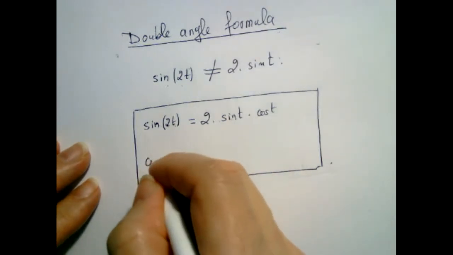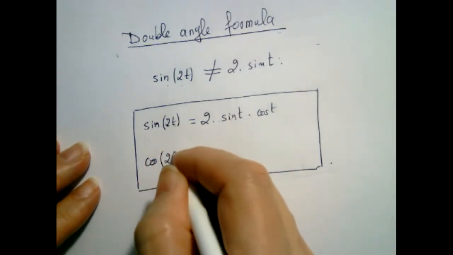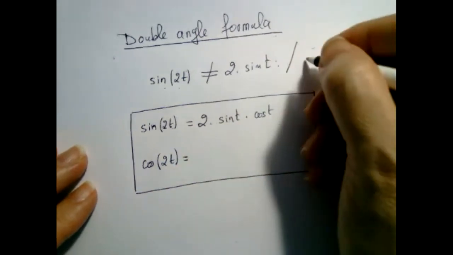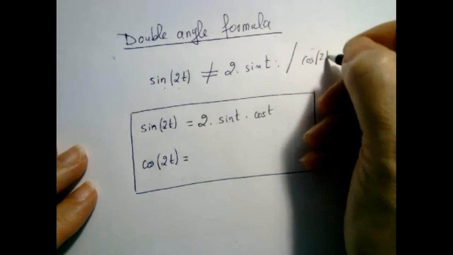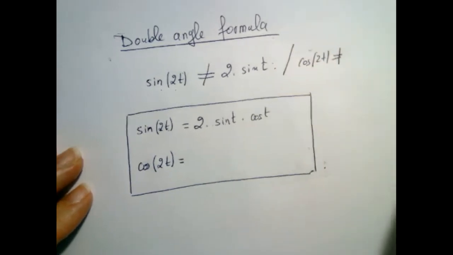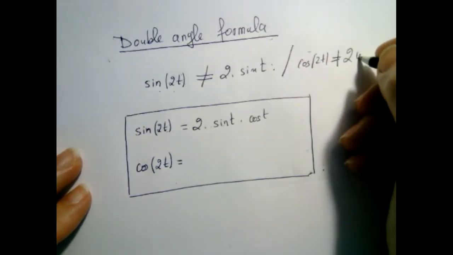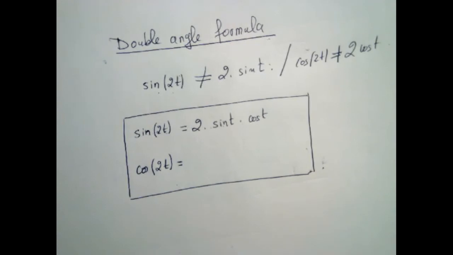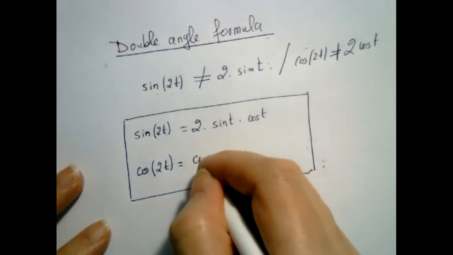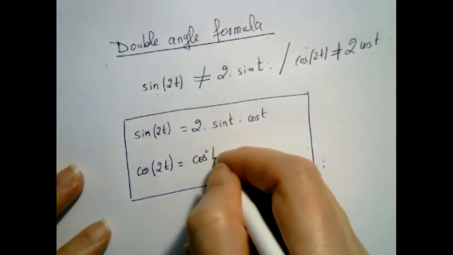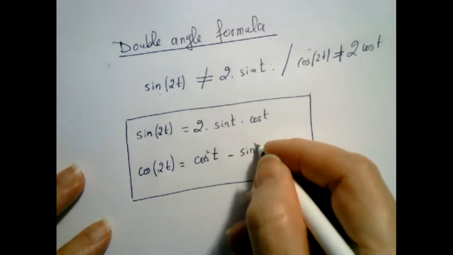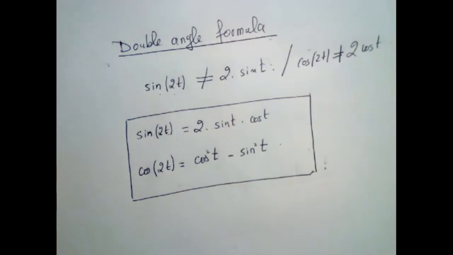And there is another one for the cosine. If you double the angle, cosine 2t, again, you cannot pull the 2 out. So cosine 2t is definitely not 2 times the cosine of t. But there is a formula for it. I hate to give you lots of formulas, but I don't have any choice for those. It's the cosine squared of t minus the sine squared of t.